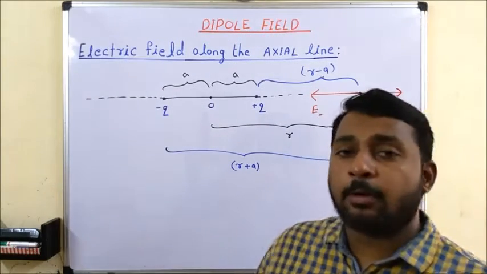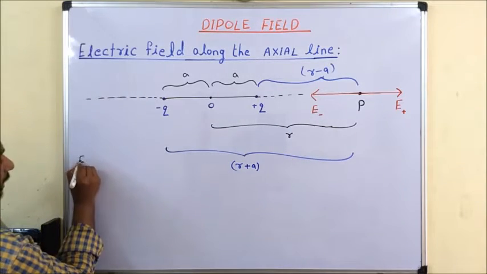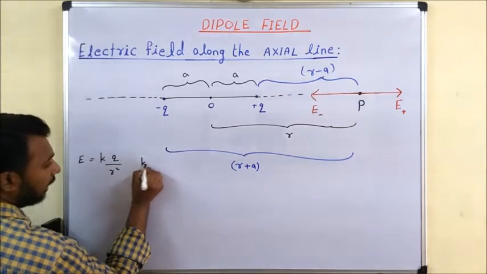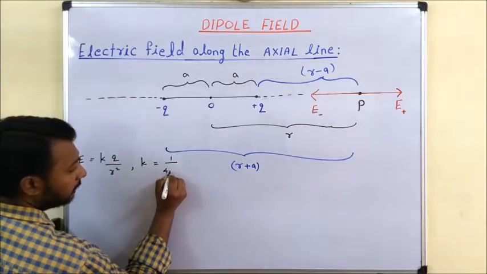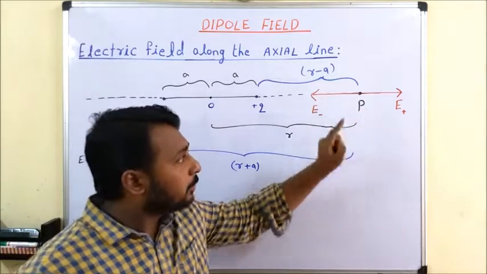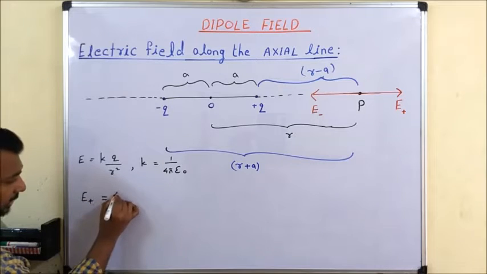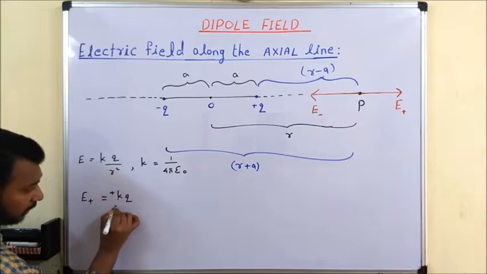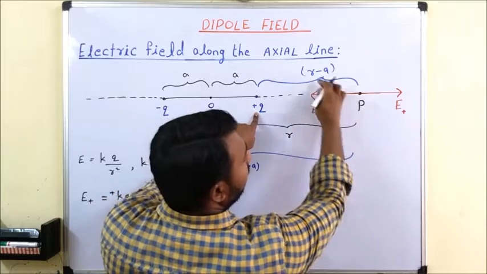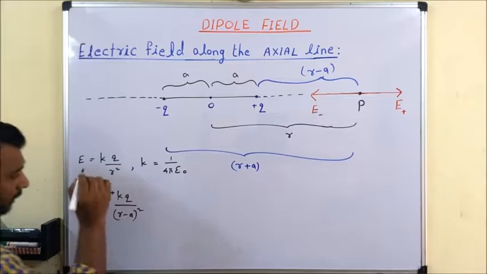The electric field at a point due to a point charge, we have already studied, is E equal to KQ divided by R square, where K is equal to 1 by 4 pi epsilon naught. Now, what will be the electric field at point P due to the plus Q, that is E plus? E plus is equal to KQ divided by the square of the distance. What is the distance between plus Q and P? It is R minus A, so R minus A whole square.